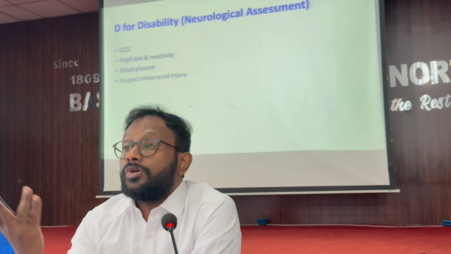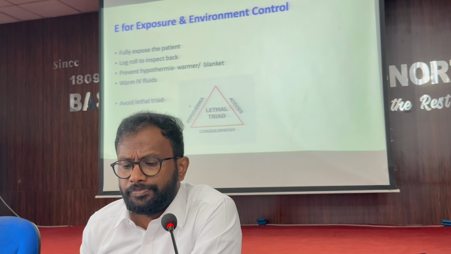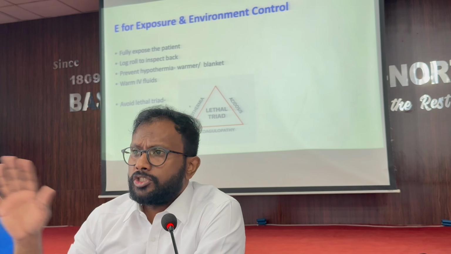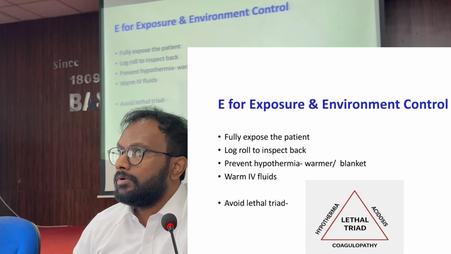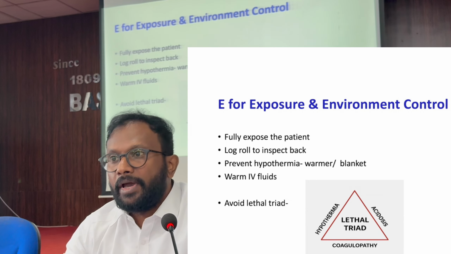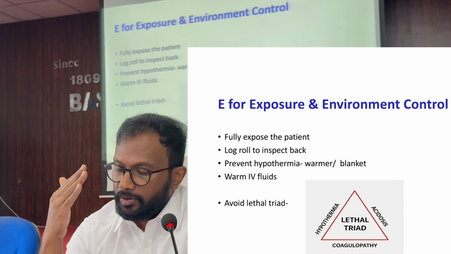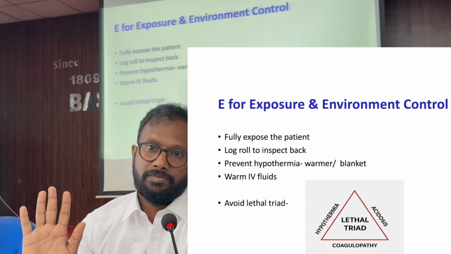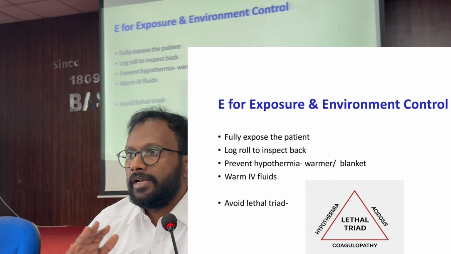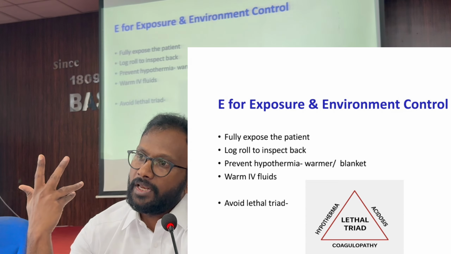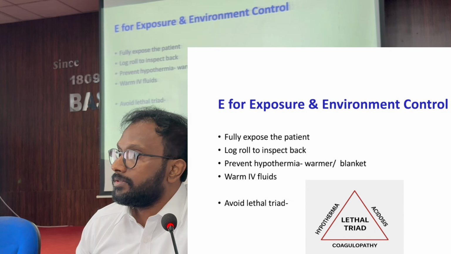And people say blood glucose, again see blood glucose. Exposure. Fully expose the patient, log-roll the patient and see the back and all the body parts, and again roll back to the position. Don't miss this one, because spinal injuries are missed because of this. You just see the ABC, think everything is fine and act accordingly, and miss the spinal cord injury. The patient ends up paraplegic or sometimes quadriplegic, right?